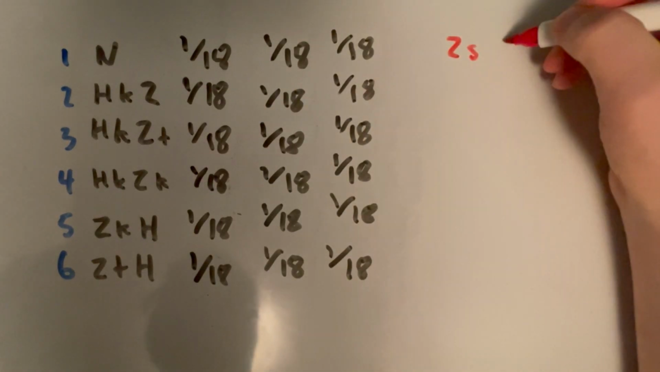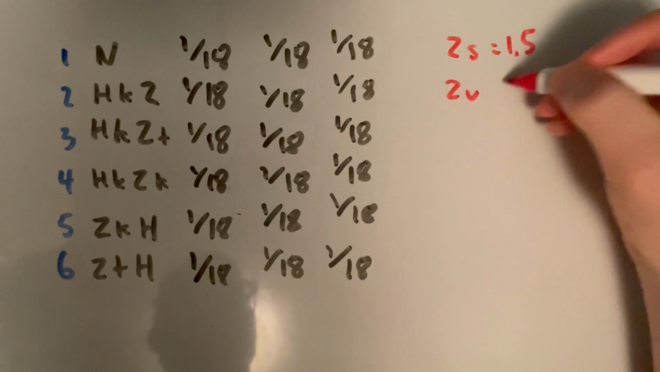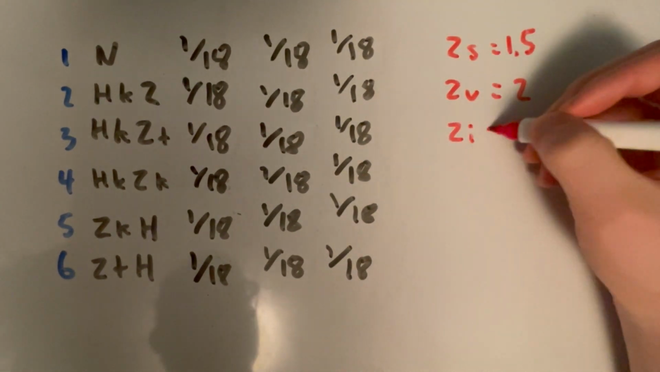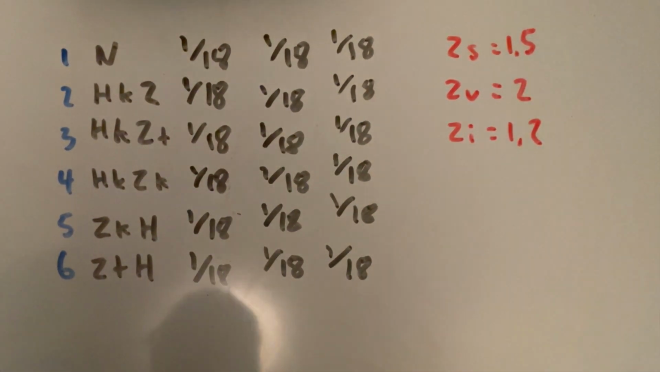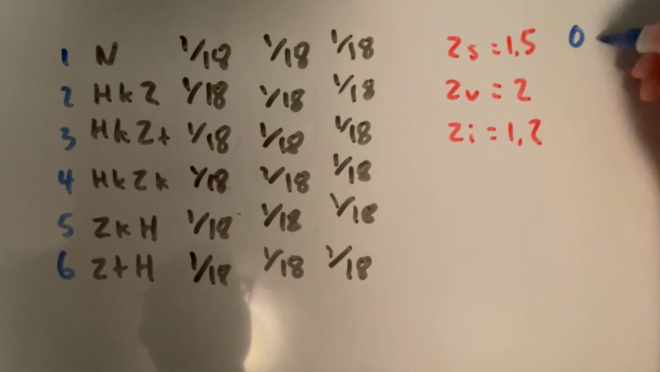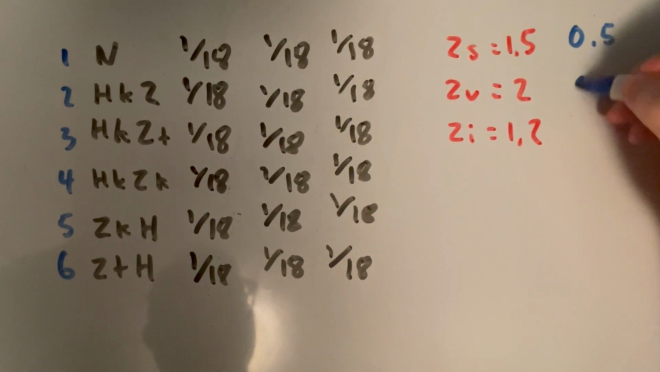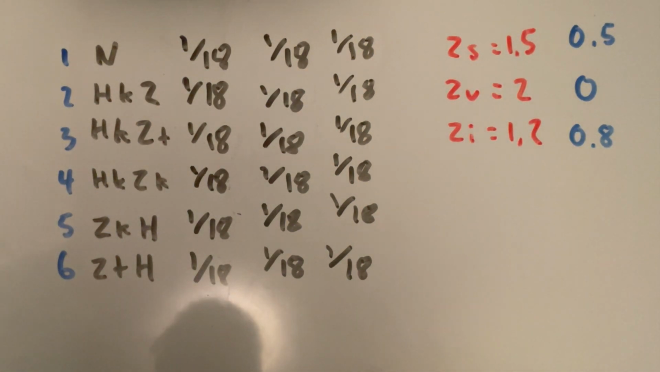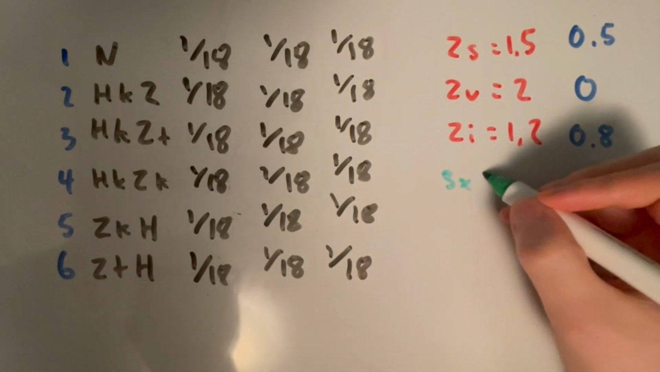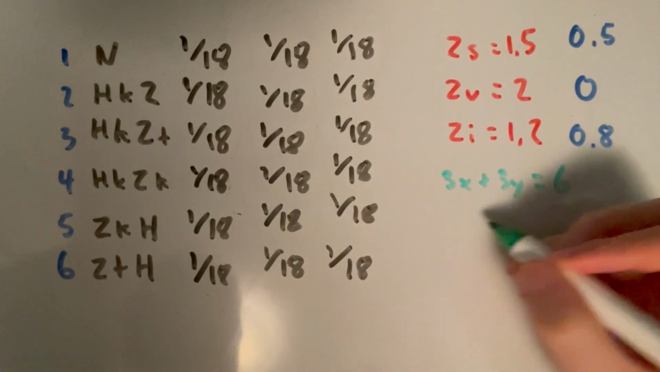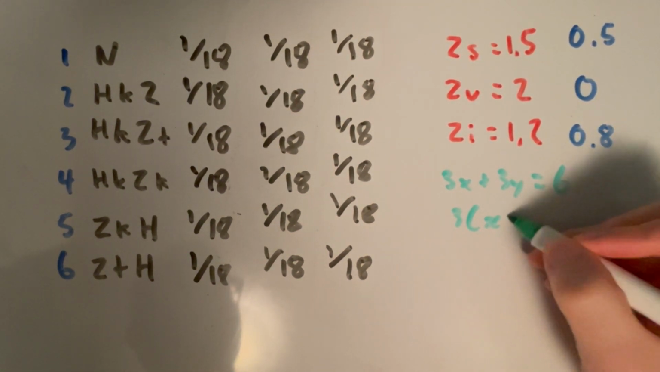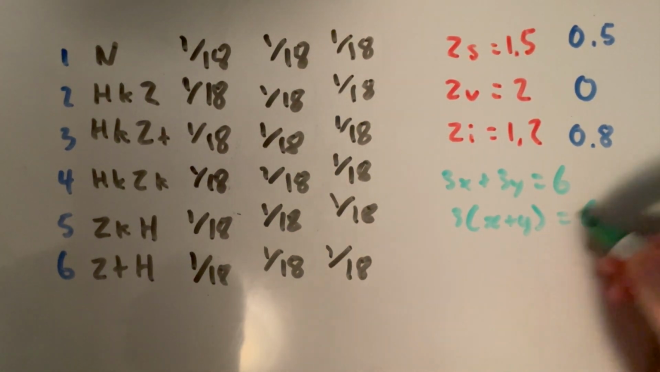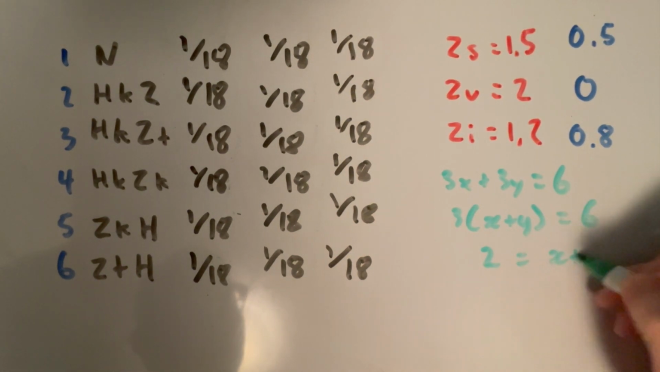As an example, with zombie speed at 1.5, zombie vitality at 2, and zombie infectivity at 1.2, their negative counterparts being 0.5, 0, and 0.8, they should all add up to 100. Because there are more low values for infectivity, they don't follow a simple rule, as 3x plus 3y equaling 6, where we can see 3x plus 3y equals 6, or 2 equals x plus y.